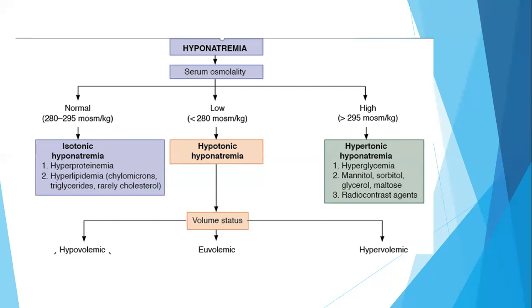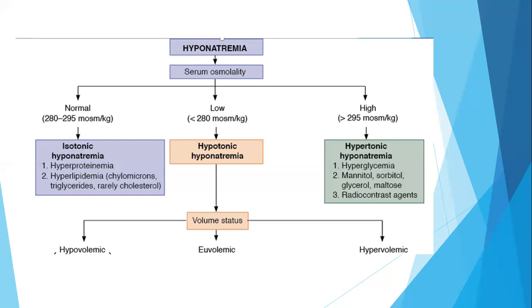First of all, when we see serum osmolarity, we can divide them into normal, low, or high. If it's normal serum osmolarity with hyponatremia, the causes include hyperproteinemia and hyperlipidemia. If the patient has hyperosmolarity, that is known as hypertonic hyponatremia, and its causes include hyperglycemia, mannitol, sorbitol, glycol, or glycerol, or any exposure to radio contrast agents. If there is low serum osmolarity, that is less than 280 milliosmoles per kg, then it is known as hypotonic hyponatremia.